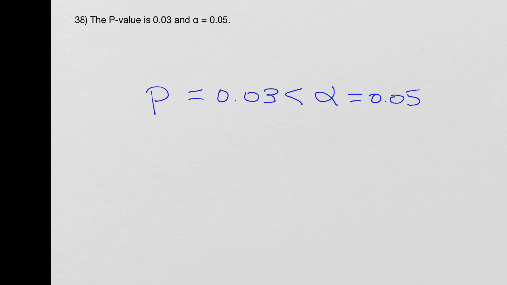And now let's take a look at 38. In this case, we have a p-value, which is 0.03. Alpha is 0.05. And since alpha is larger than p, this means we're going to reject the null hypothesis. So that's how you do those problems.